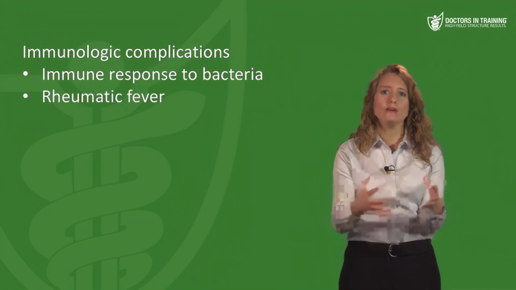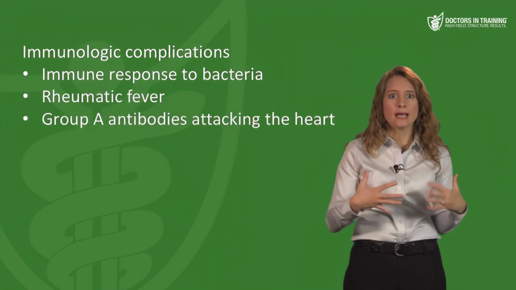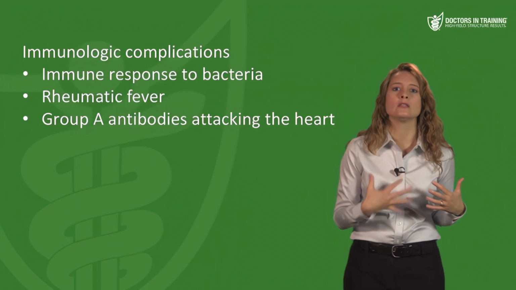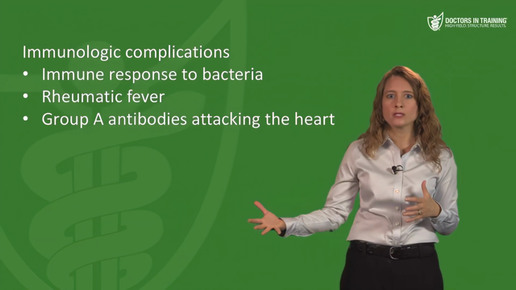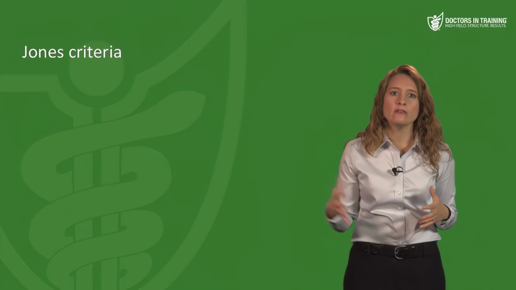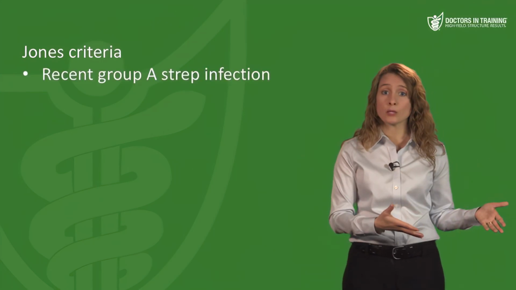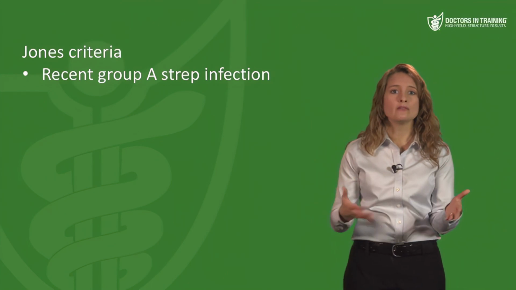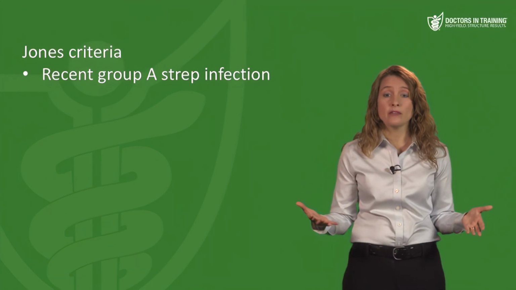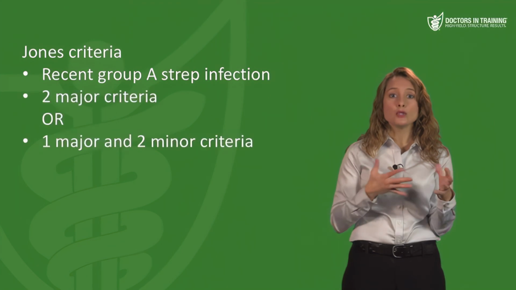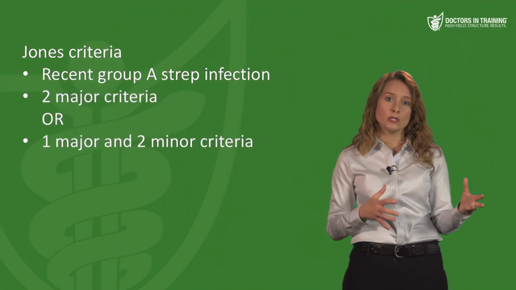So in rheumatic fever, you have group A antibodies attacking the heart, probably because there are antigens in the heart tissue that resemble those of group A strep. To diagnose rheumatic fever, we use the Jones criteria. First, you have to prove that there was a recent group A strep infection, and then you need to observe typical manifestations of rheumatic fever in that patient. They need to have 2 major criteria or 1 major and 2 minor.